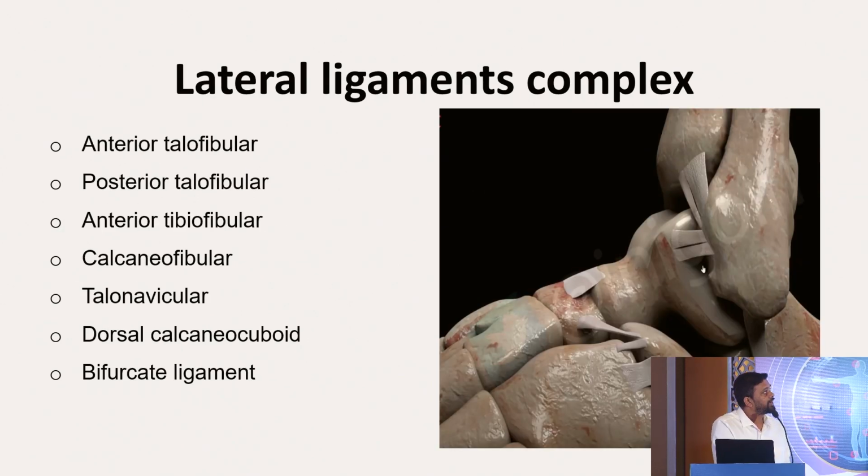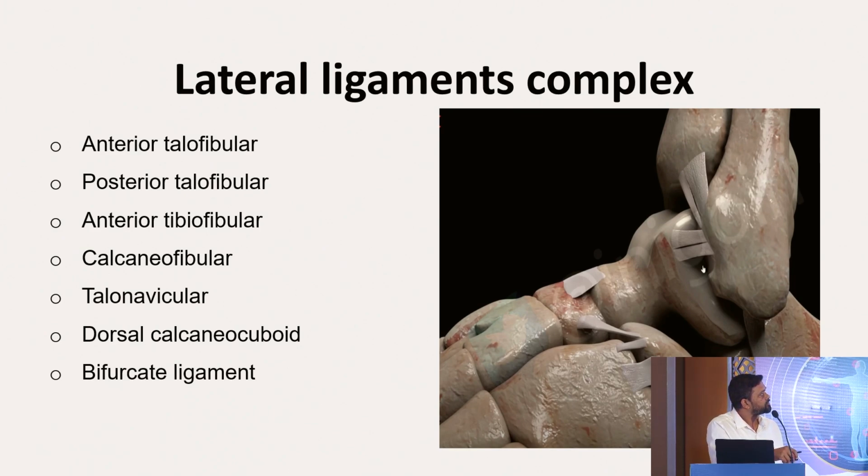Then next, on the lateral side, we have the lateral ligament complex. Again, there are so many ligaments. First and commonest is the ATFL, the anterior talofibular ligament. It has 2 different bands. You can see in the picture, one is the superficial and the other is a deep band, which we can easily assess on ultrasound.